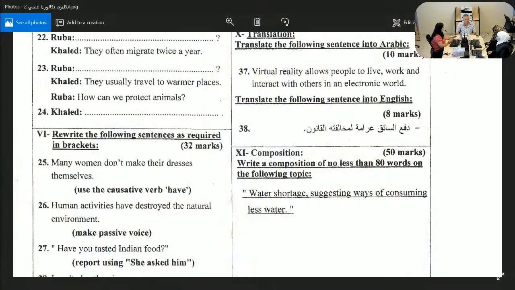And you will be received. You will be answered. You will receive the answer. The composition, you are going to be judged according to 5 categories: task response, punctuation, spelling, grammar, vocabulary, and communication.